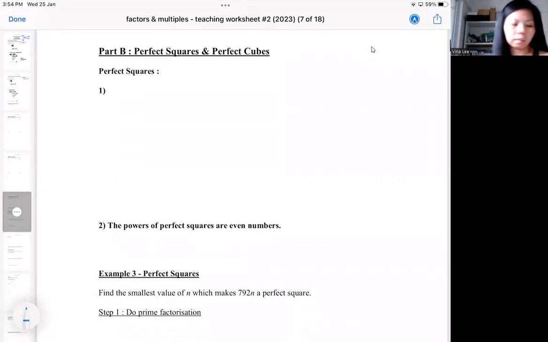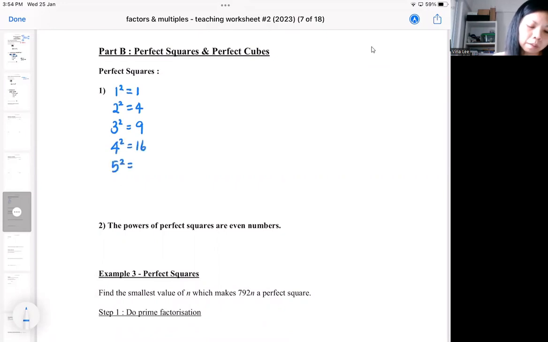First of all, let's explore what are called perfect squares. Perfect squares are this kind of numbers. You can punch the calculator. So 3 square means 3 times 3. 4 square means 4 times 4. 5 square means 5 times 5. So these are called perfect squares.